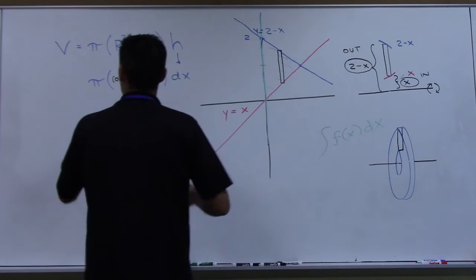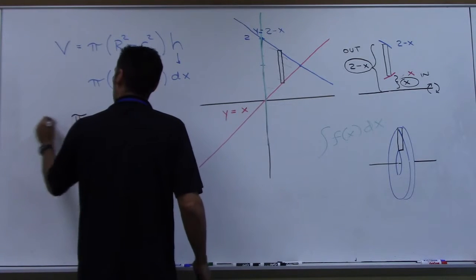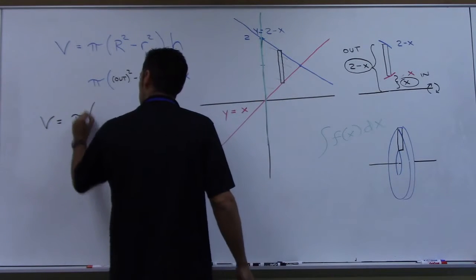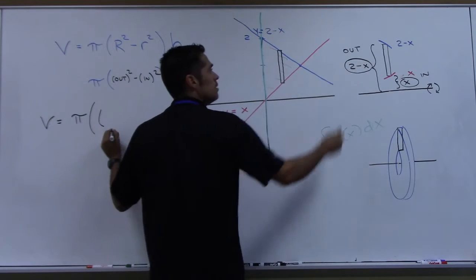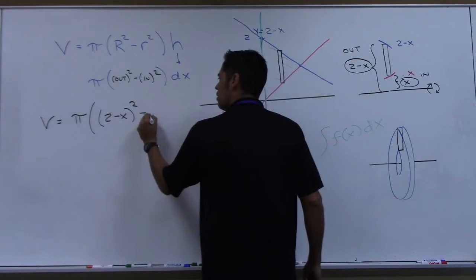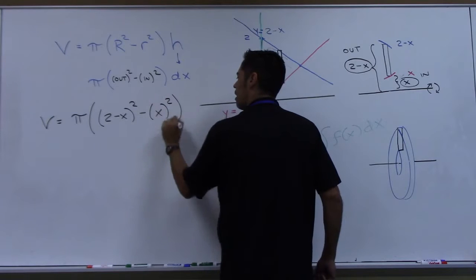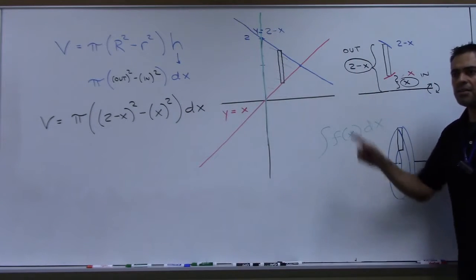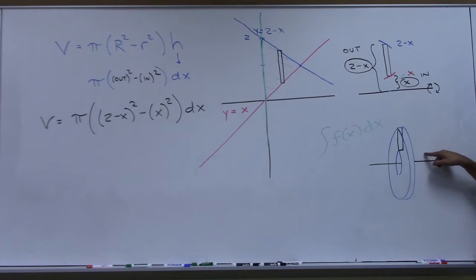Okay, so let's plug this in. The volume of that little slice right here will be pi times, what is the out? 2 minus x squared, minus the inner, which is x squared, dx. That is the volume of this little slice, isn't it?